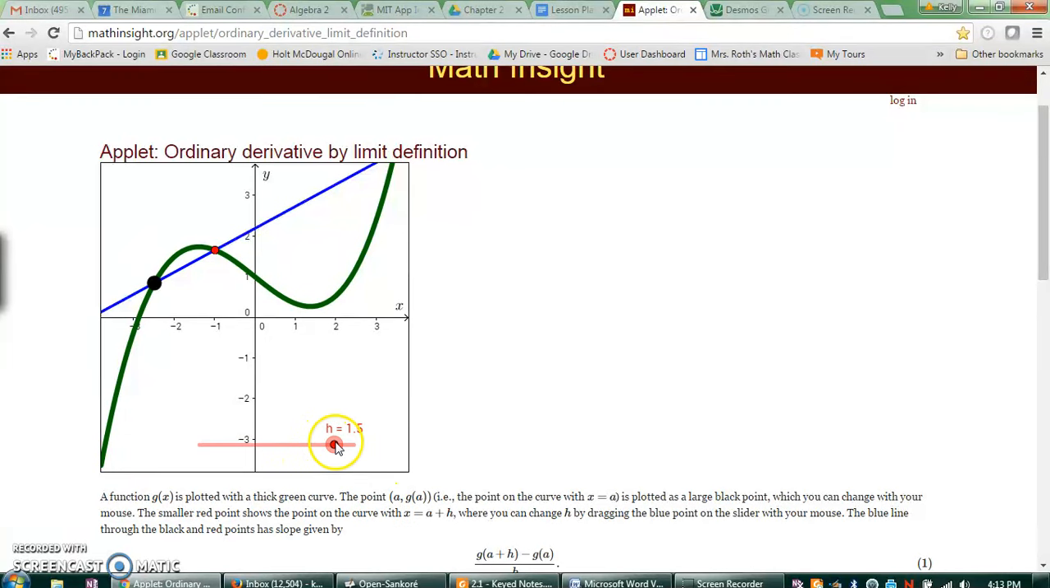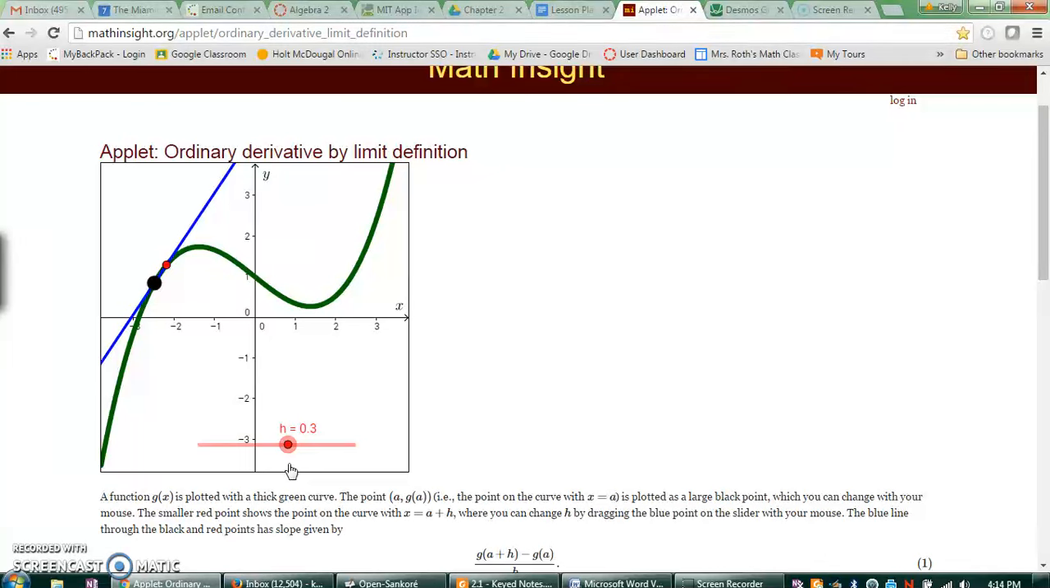Check it out. So here, this h equals 1.5, that's the horizontal distance between those 2 points. So I'm going to make that smaller. As I move that point to the left along that curve, my x distance is getting smaller. My denominator of my slope is getting smaller. As it gets smaller, as you can see, I'm getting closer and closer to an actual tangent line.